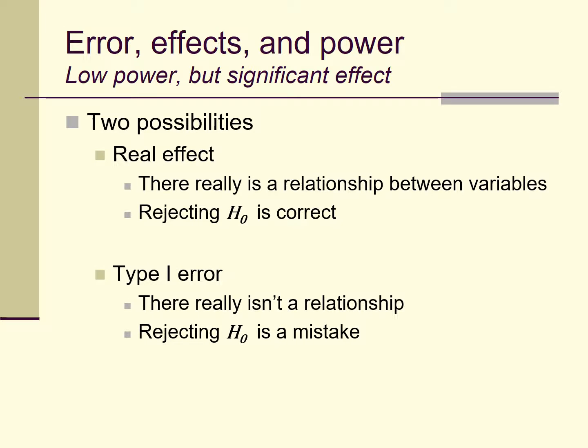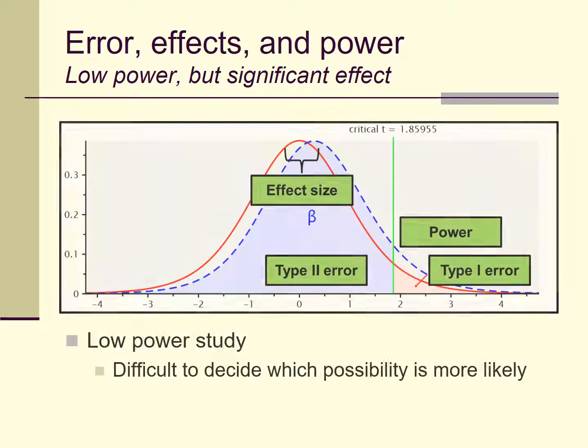Of course, the other possibility is we performed, pardon me, a type 1 error. So there really isn't a relationship in the full population of data, and so rejecting the null hypothesis was a mistake. Now, part of the problem here is in a low-powered study, it's hard to decide which is more likely. So for instance, the type 1 error rate might be very low, 0.05, so there's a 1 in 20 chance that we have a type 1 error.